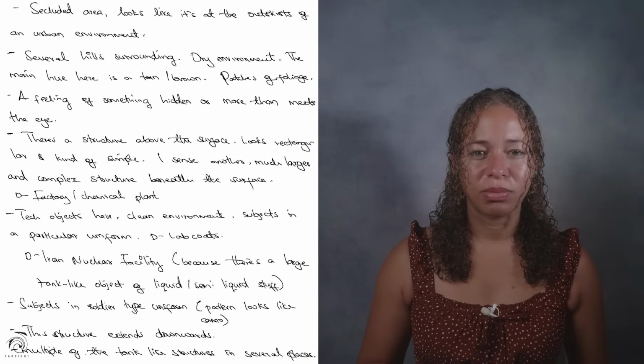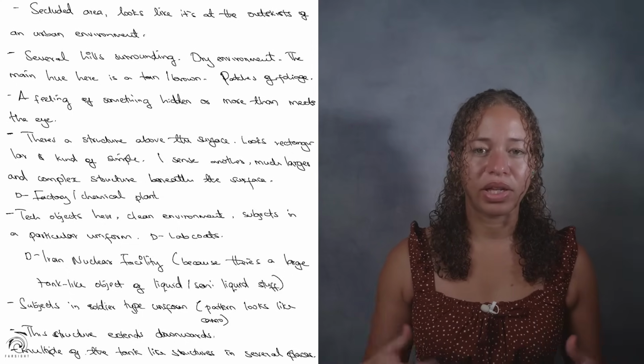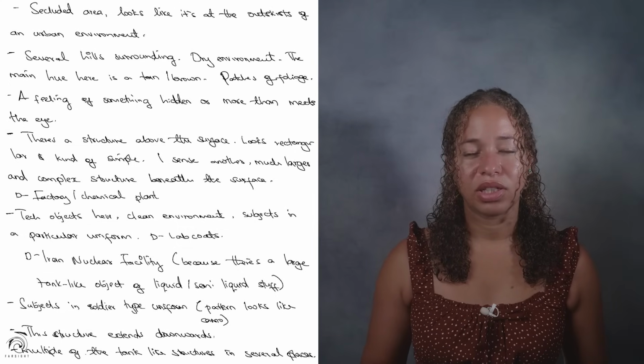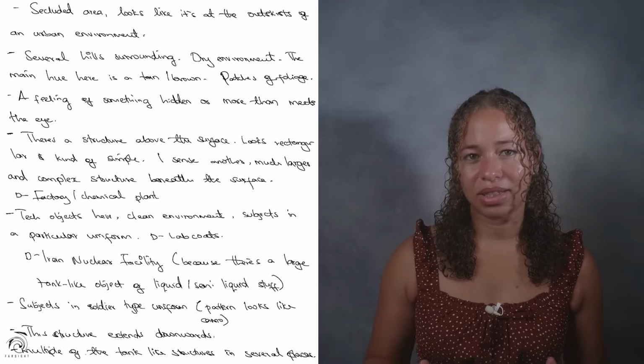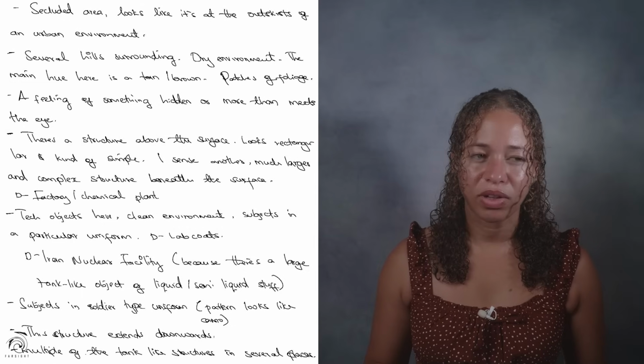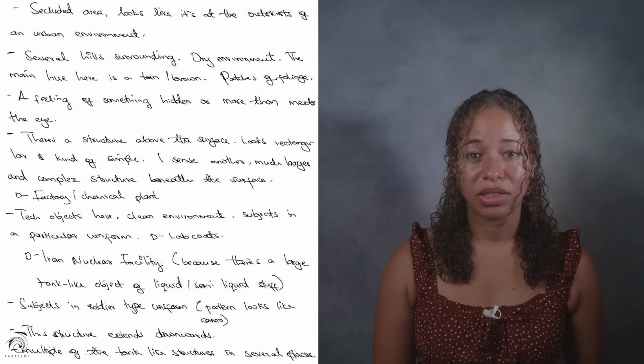I'm picking up other subjects that look to be in a military type uniform. The pattern that they're wearing is a camel type. And then this structure X, it keeps going downwards. And then again, I'm moving around and I'm picking up multiple of the tank-like structures in several places.